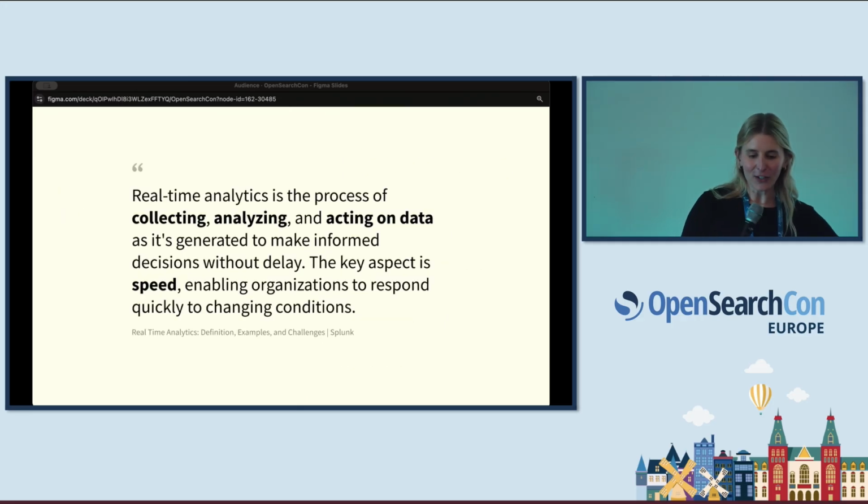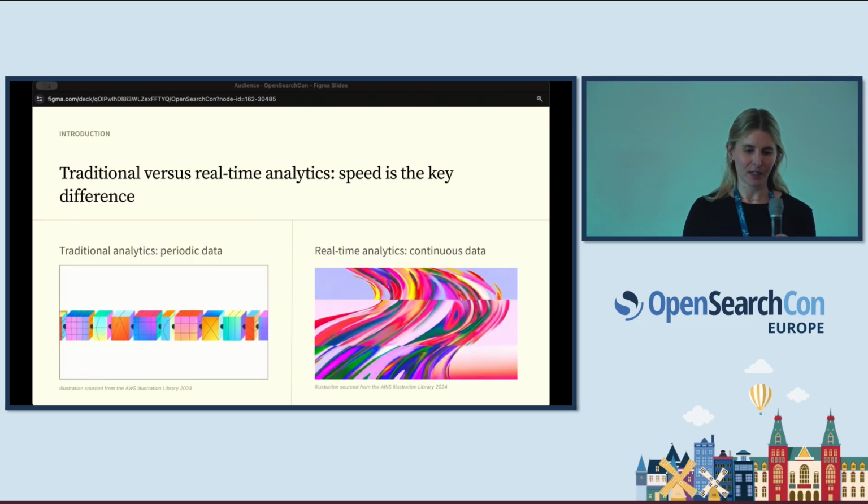Okay, so first, let's talk about real-time analytics. What is it, and why is the fact that it's near real-time so important to our user experience approach? Real-time analytics is the process of collecting, analyzing, and acting on data as it's generated to make informed decisions without delay. The key aspect is speed, enabling organizations to respond quickly to changing conditions. It differs from traditional analytics in that data is collected, processed, and analyzed as it's being generated, within seconds or milliseconds of the events occurring.